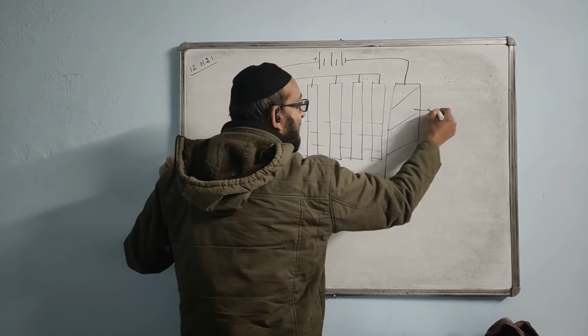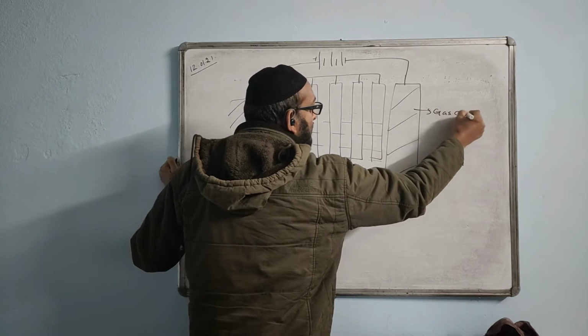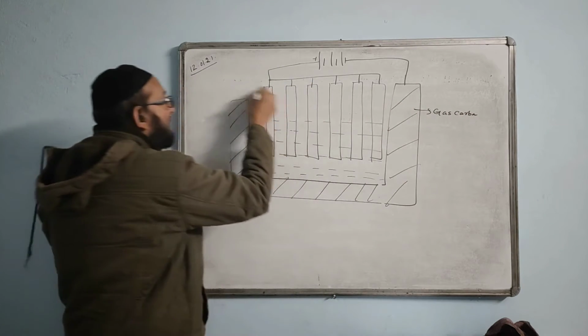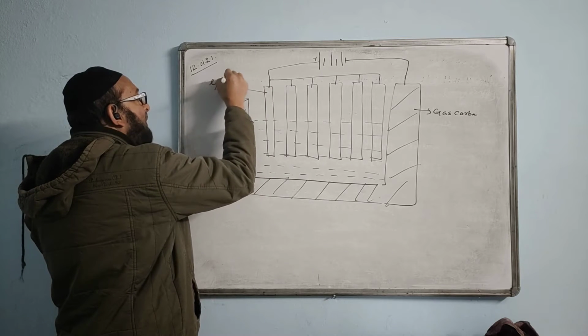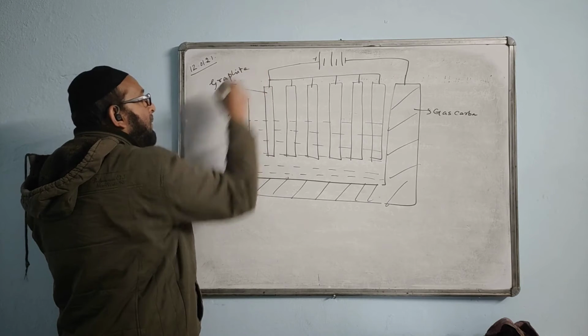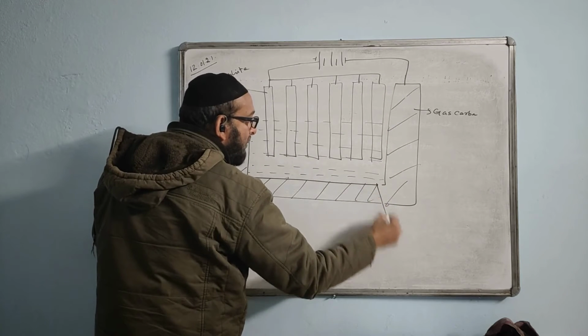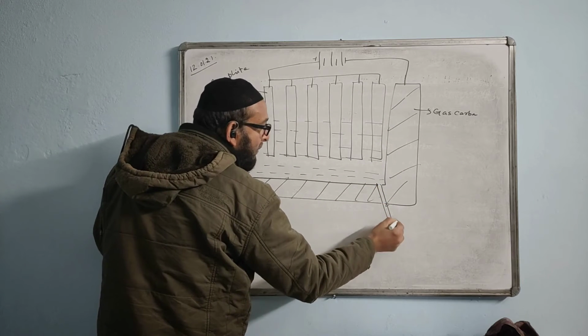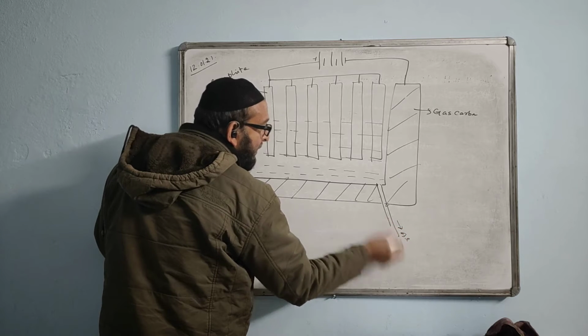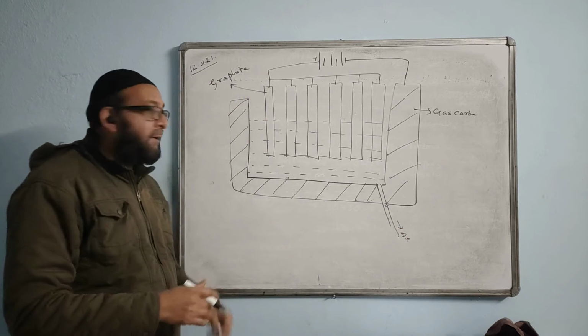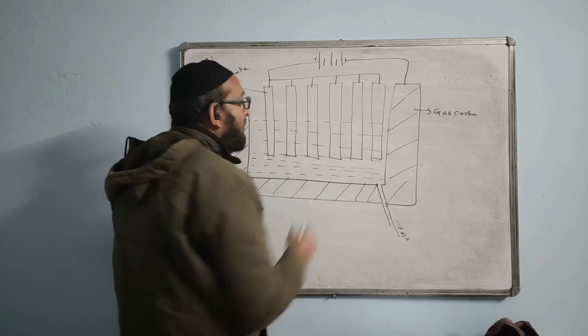This one is gas carbon, and this one is made up of graphite anodes, graphite. And this entire thing is the same. So here is an outlet from which the aluminium metal will be coming out. Aluminium metal will be draining out in the form of liquid. Okay.